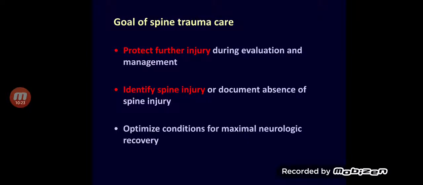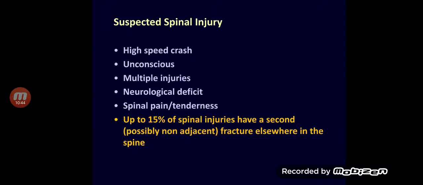So what are the goals of spinal trauma care? You have to keep in mind that there are certain goals you have to fulfill. You have to protect from further injuries during evaluation and management. You have to identify the spinal cord injury specifically and document any absence of injury. You have to optimize the conditions for maximal neurological recovery.